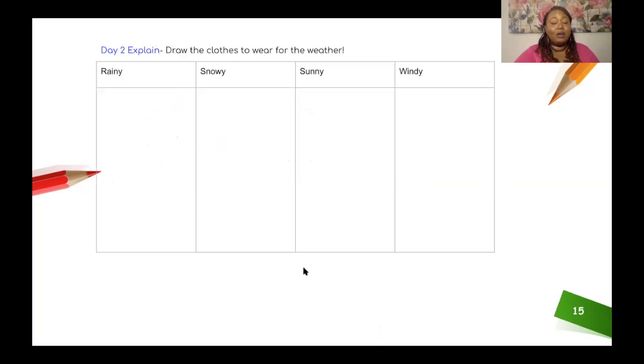And so we have had an opportunity to see weather, and now we have to think about, well, if the temperature is cool, warm, hot, cold, there are certain clothes that I may need to put on. Now let's think. And we're going to start off on the next page on our RPS workbook. So it says, Day 2, explain, draw the clothes to wear for the weather.